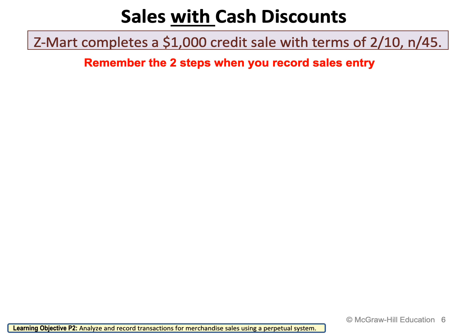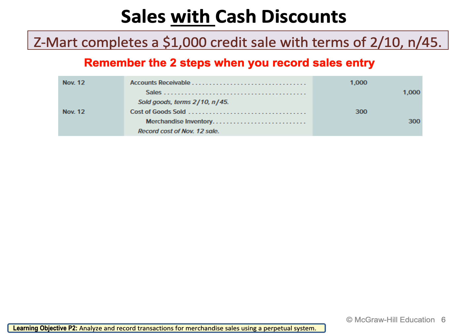The first step is to record the sales, or the revenue, journal entry. How I'm going to record it: I'm going to say accounts receivable to sales. Why did I say accounts receivable? Because Z-Mart, which is the seller, sells merchandise on credit, which means they did not receive their money yet. And then we record sales, because sales here is considered revenue. So I record them with 1,000, which is the sales price.